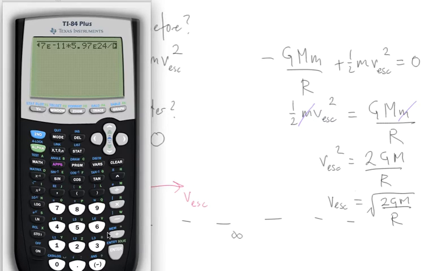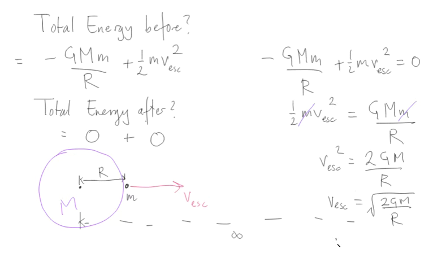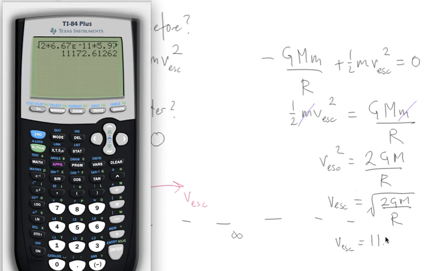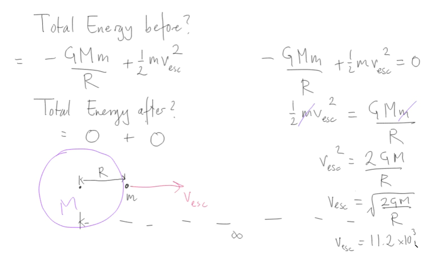the radius of the Earth, which is 6.38 times 10 to the 6 meters, and I get an answer of 11.2 times 10 to the 3 meters per second.